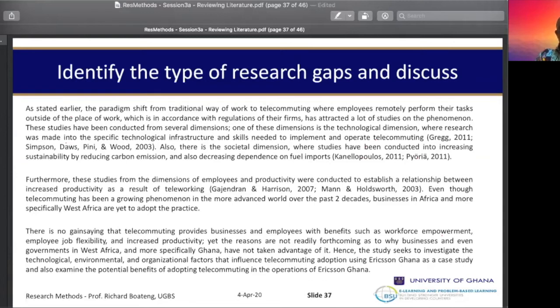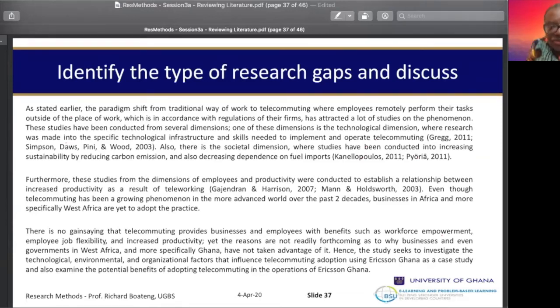The gaps have not been pointed out yet, but what he has done is to tell us what has been done. What has been done is that there has been research on the technological dimension. Look at the technological infrastructure and skills needed for telecommuting. Number two, you look at the societal or environmental dimension, which has looked into sustainability by reducing carbon emissions. Number three, the organizational dimension, which is looking into employees and productivity, the relationship between increased productivity as a result of teleworking.